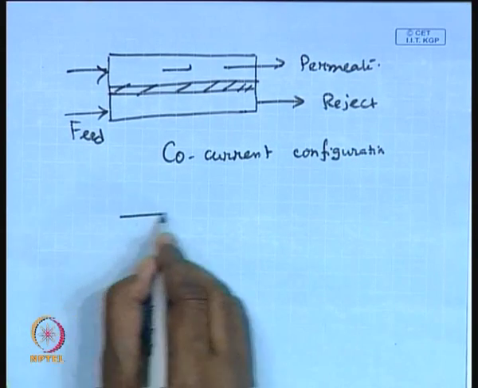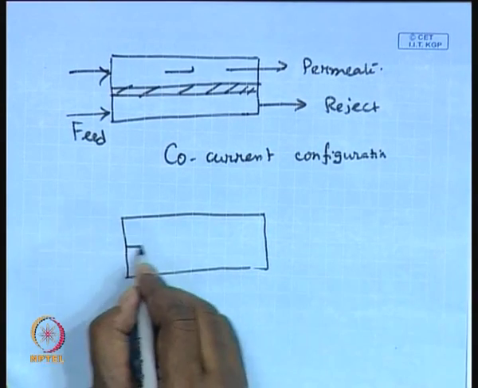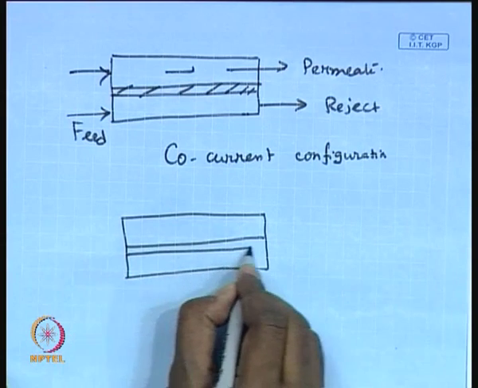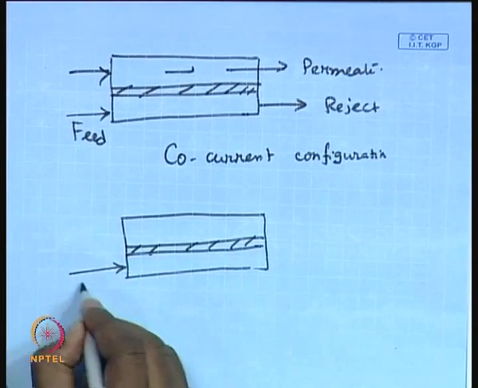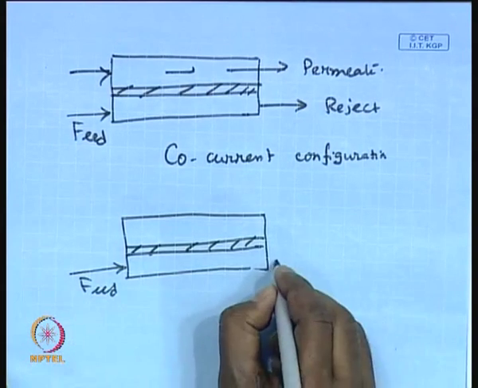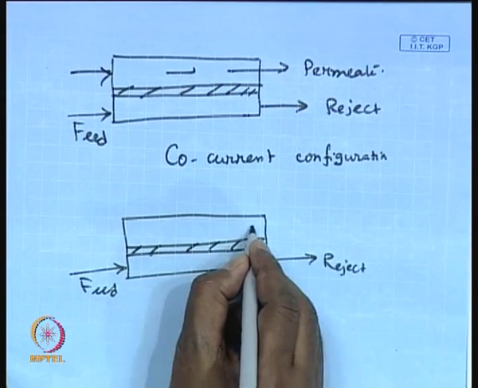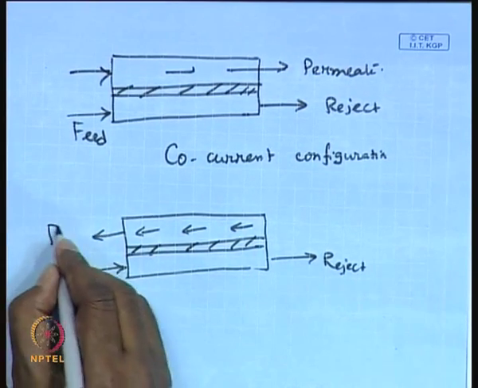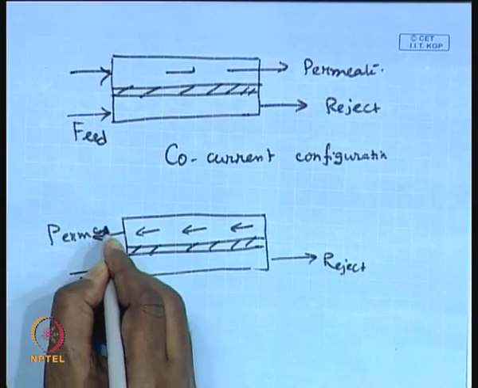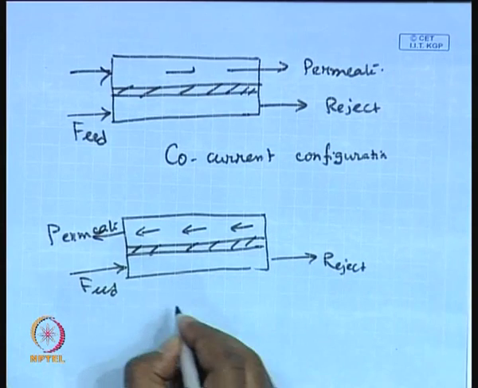On the other hand, if we have the opposite, the direction of the flow are just opposite, you will be having the counter current configuration. This is the permeate. So, it is a counter current configuration.